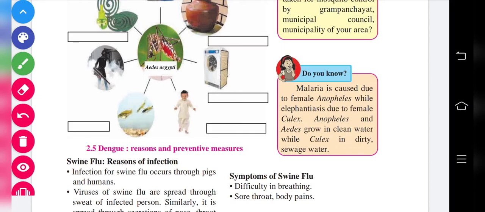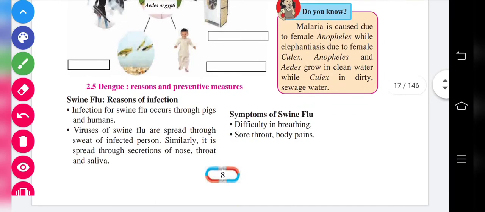So next is swine flu. You already know about swine flu. First question: where did the first swine flu patient occur? In 2009, correct? Yes, but do you know the location? In Mexico. The first case of swine flu was reported in Mexico in 2009.